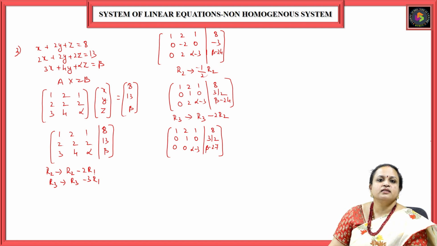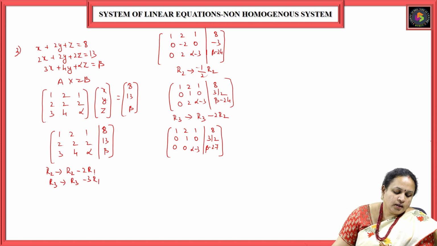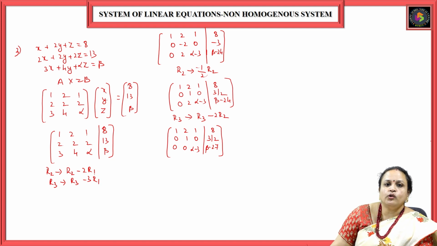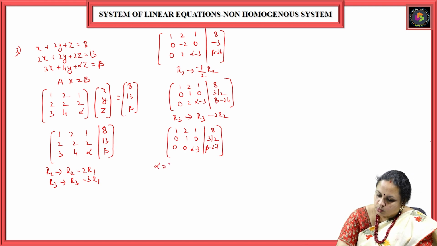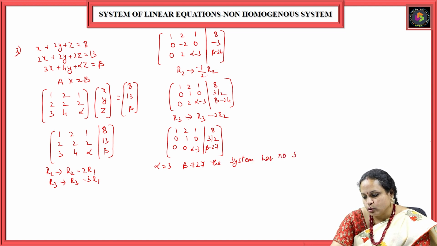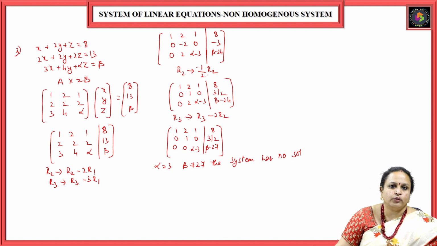Once this matrix is in echelon form, let us see the conditions for the values of alpha and beta. What is the first condition? The system is inconsistent, or has no solution, when rank of A is not equal to rank of AB. That means if alpha equal to 3 and beta is not equal to 27, the system has no solution, because rank of A will not be equal to rank of AB.